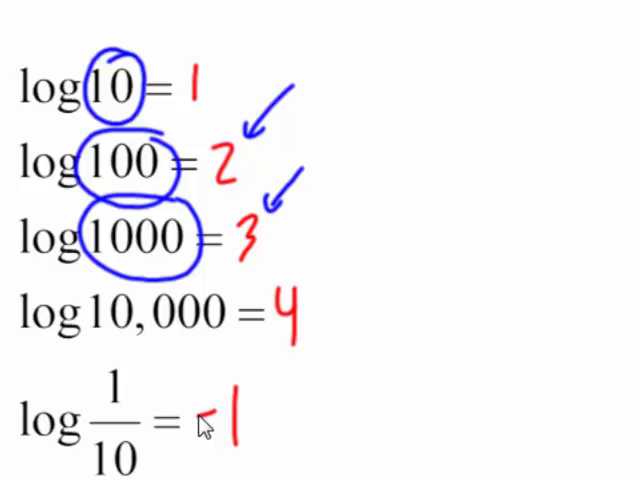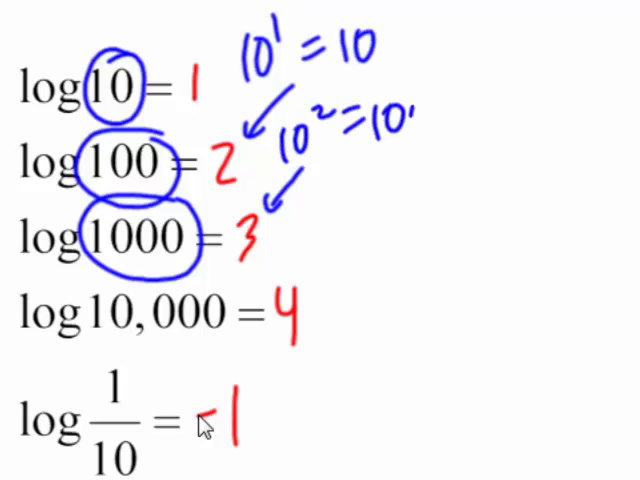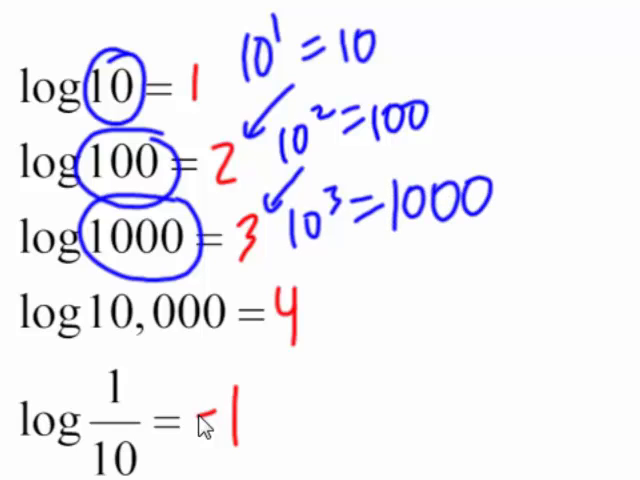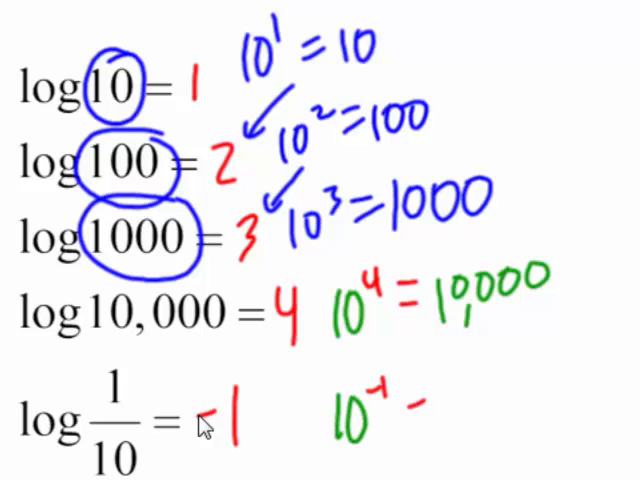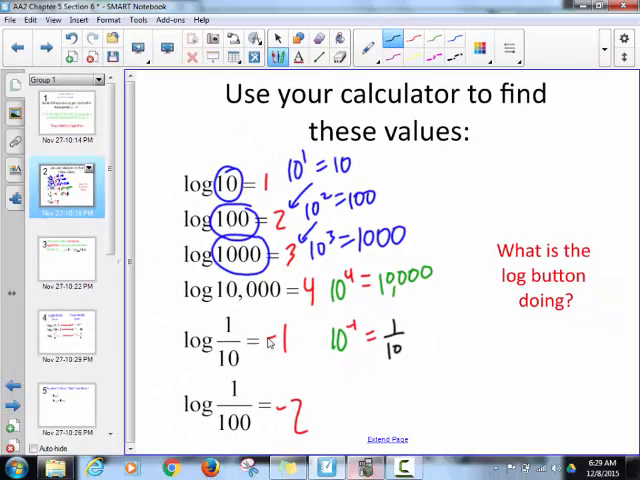So really, this guy was 10 to the first power equals 10. 10 to the second power equals 100. 10 to the third power equals 1,000. That seems to make sense, right? So then 10 to the fourth power equals 10,000, and so on and so forth. And same thing down here. If I took 10 to the negative first power, I get what? 1/10. Okay, so it's really taking 10 to some power every single time.